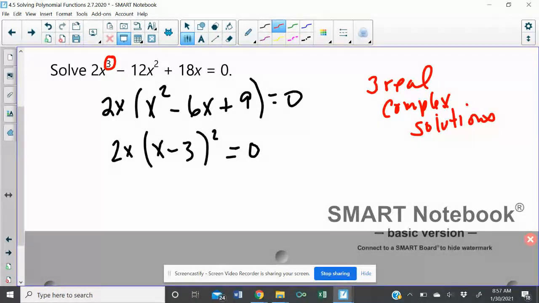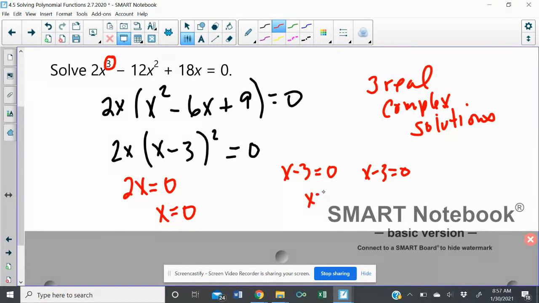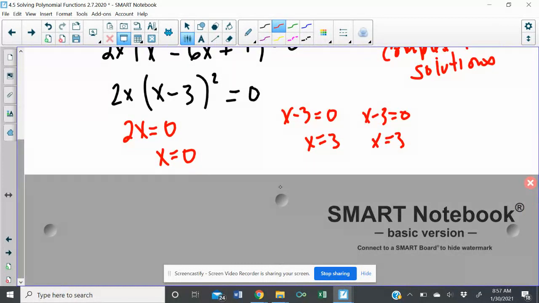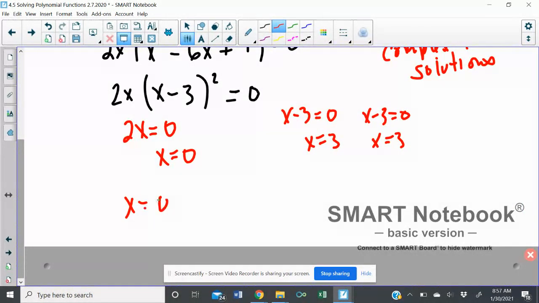If you go back to last chapter, we talked about complex numbers, and we talked about the imaginary numbers. Imaginary numbers are a solution. They're just not points on my real graph. So we have 3 complex solutions here. The first one, just set it equal to 0. X would give me 0. And then here, this is really x minus 3 equals 0 and x minus 3 equals 0. So this is x equals 3, and this is also x equals 3. So my solutions for this problem are x equals 0 and 3 double root.